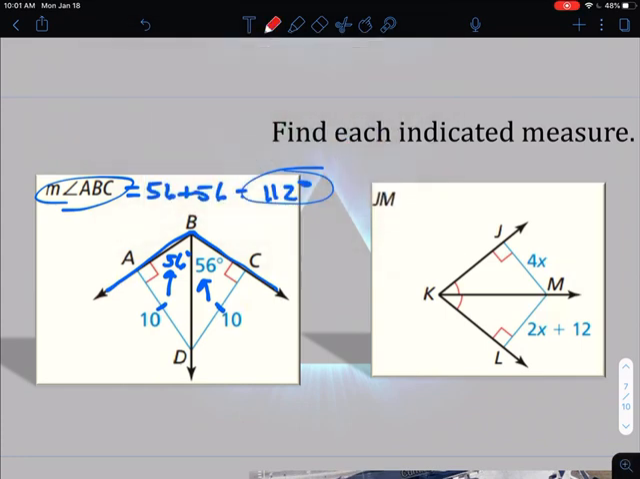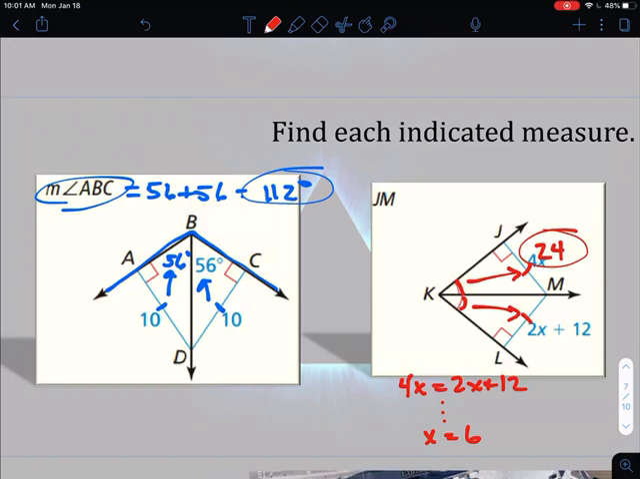In the other figure, we start with the knowledge that these angles on the inside are congruent, which means when I follow those angles out, these two sides must be congruent. So the 4x on top has to equal the 2x plus 12, and then from there, I can go ahead and solve for x and then plug it back in to find JM. So when I solve this equation for x, I get x is equal to 6. If I plug that back in up here, 4 times 6 gives me 24. So there's my distance from J to M.